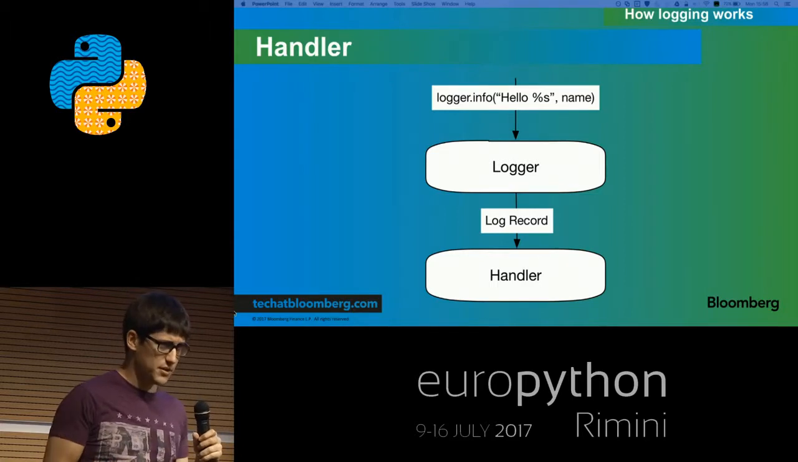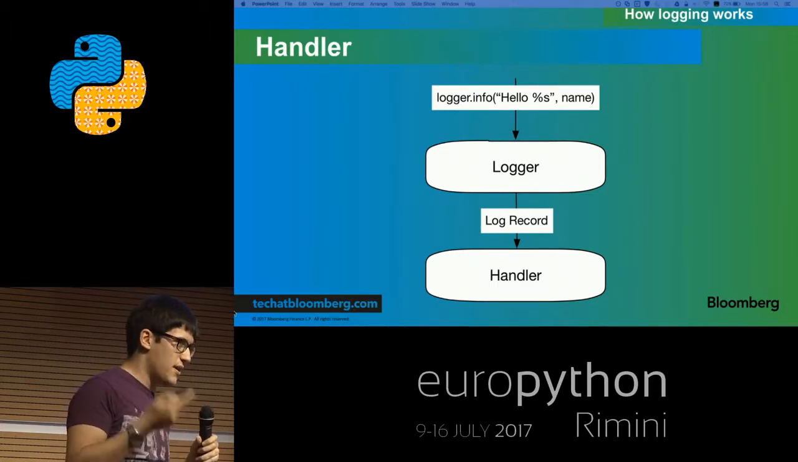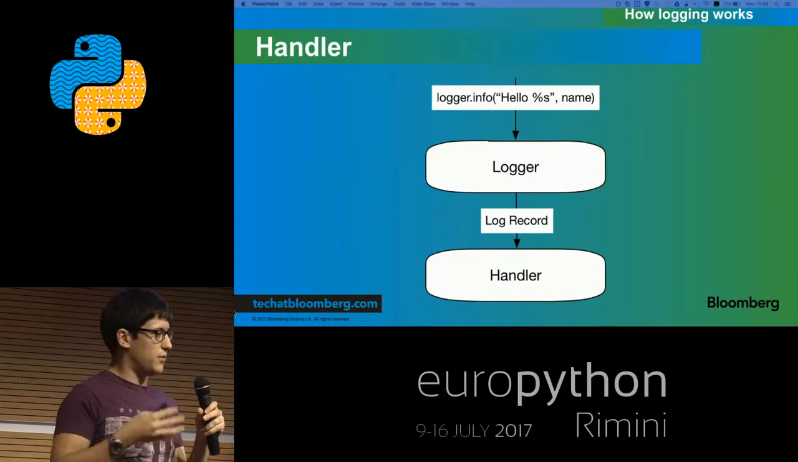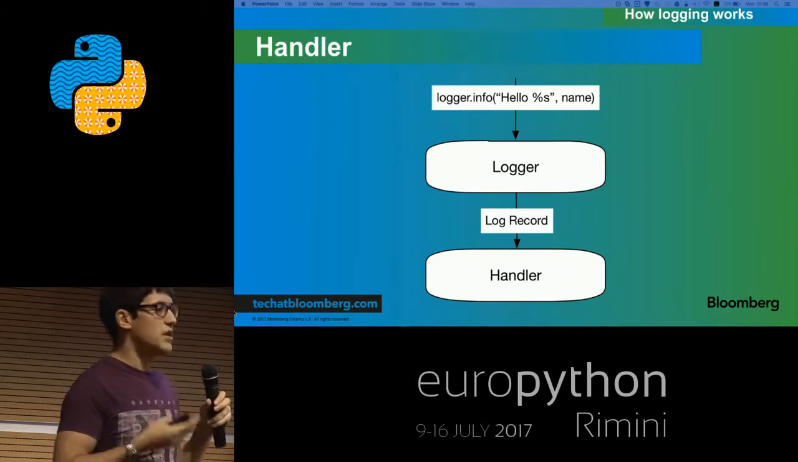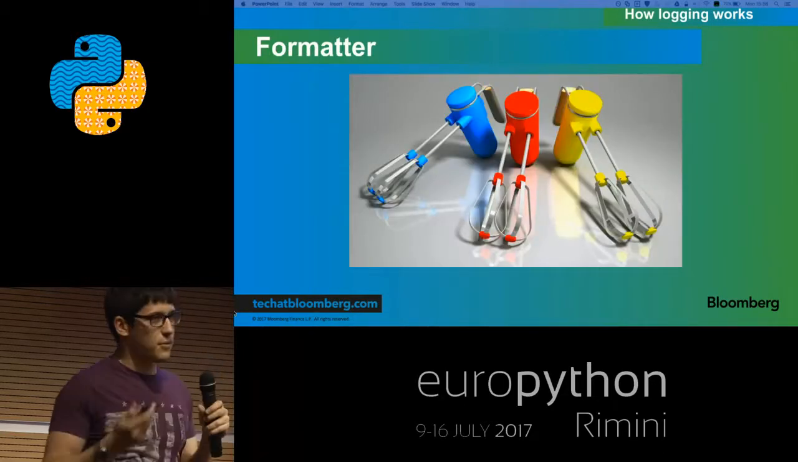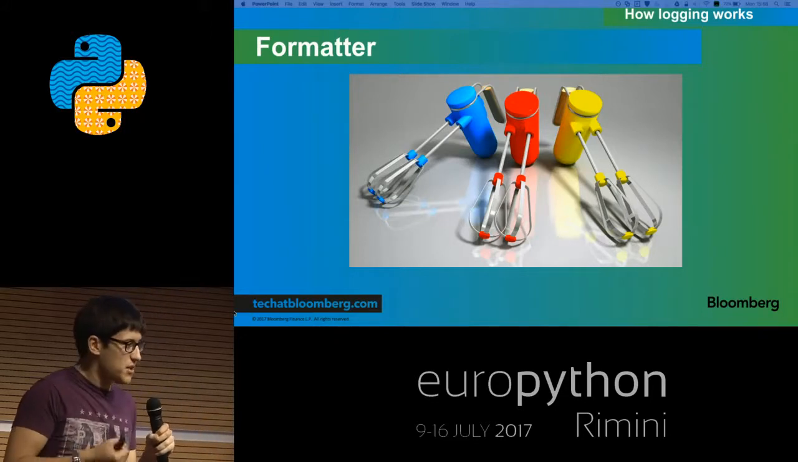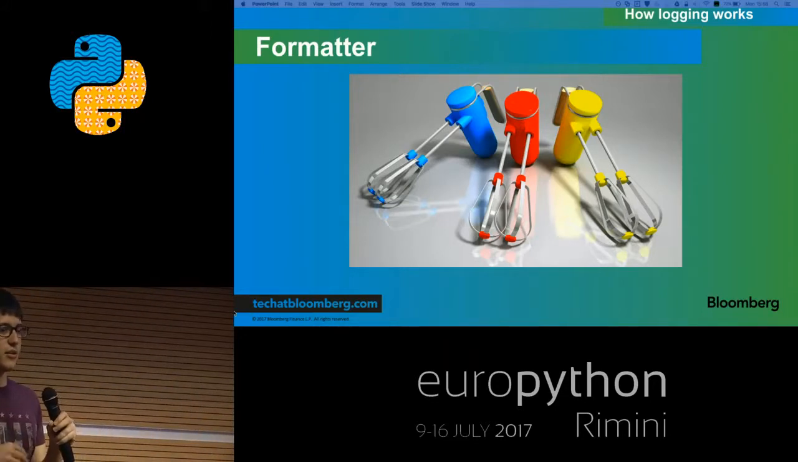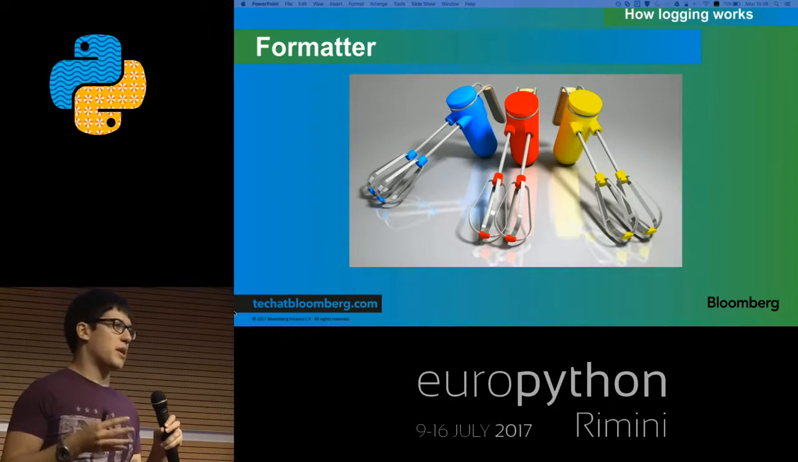And you might wonder, but how does the handler know how to put all this beautiful log record information into a file? So that's where we have formatters. Formatters are going to mix all the information that you have in the log record, and they are going to give you back a string.